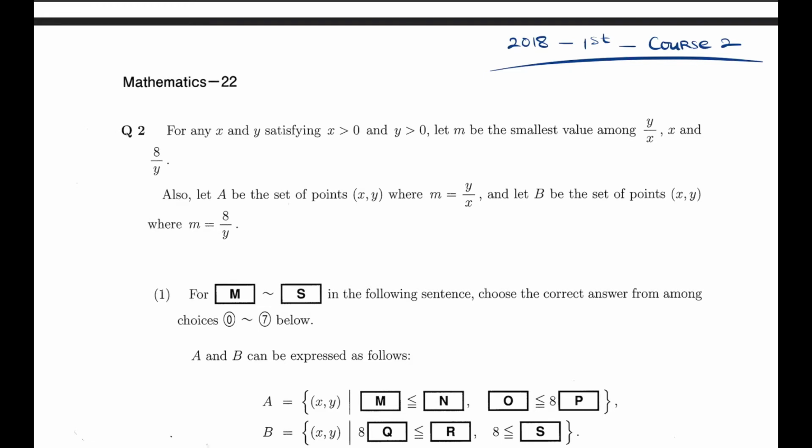Oke, kita langsung aja bahas soal yang kedua dari section kedua. Di soal ini dia bilang, for any x and y satisfying x greater than 0 and y greater than 0, so both x and y are positive values. And then let m be the smallest value among y over x, x, and 8 over y. So m is the smallest value among these three values.